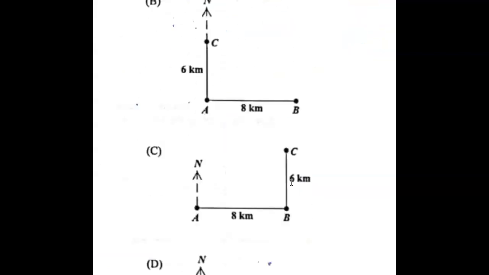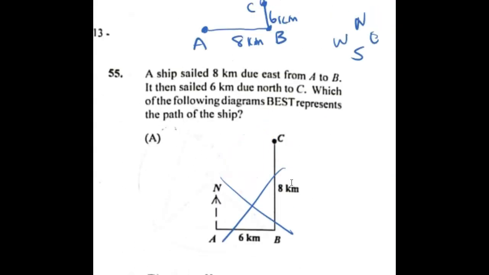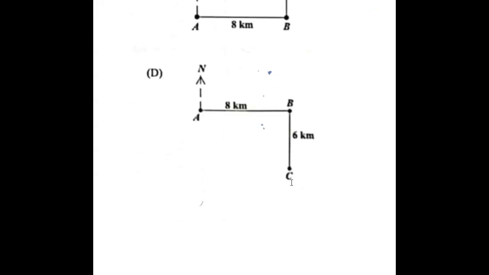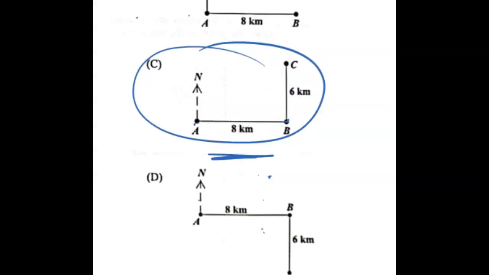So it doesn't look like B. C is an option, because it is 8 and then 6. Yeah, so I think my answer will be C. So C means that from A, it went 8 kilometers east to the right, and then it goes 6 kilometers north, which is upward, right? So C is my answer.